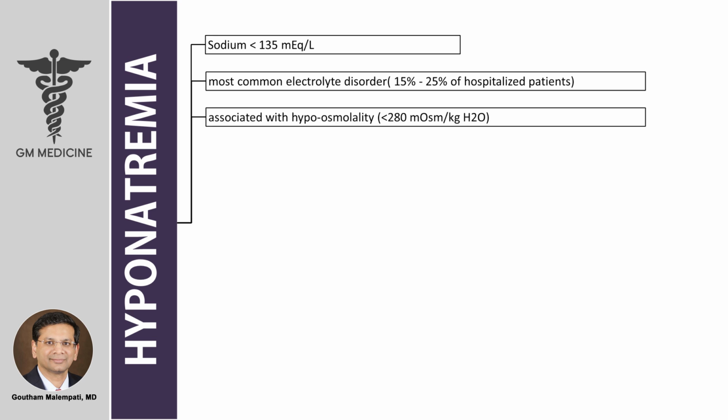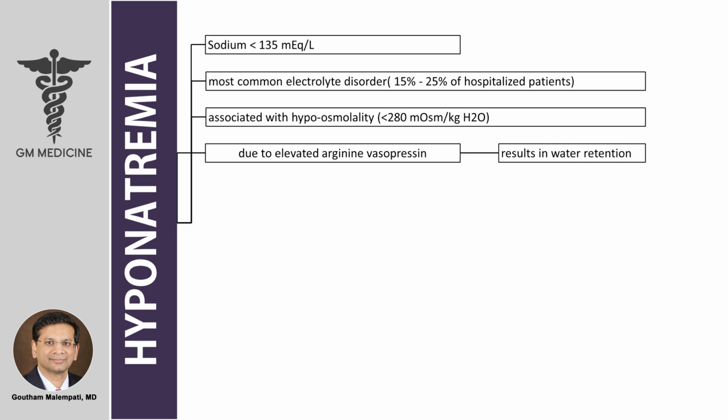It is associated with hypoosmolality, which is defined as less than 280 milliosmolar per kg. Most cases of hyponatremia are due to elevated arginine vasopressin, which is also called antidiuretic hormone, resulting in water retention. There is an excess of body water related to sodium content, contributing to hyponatremia.